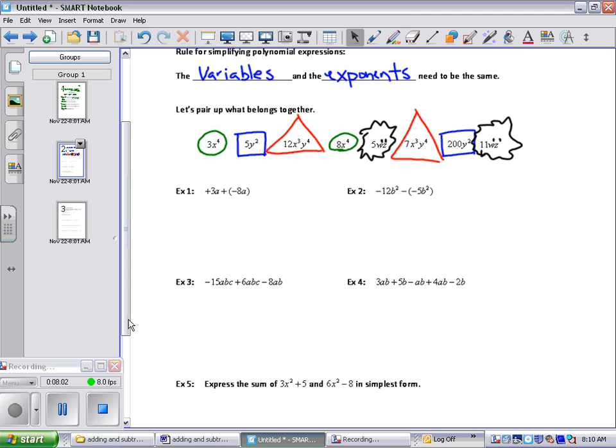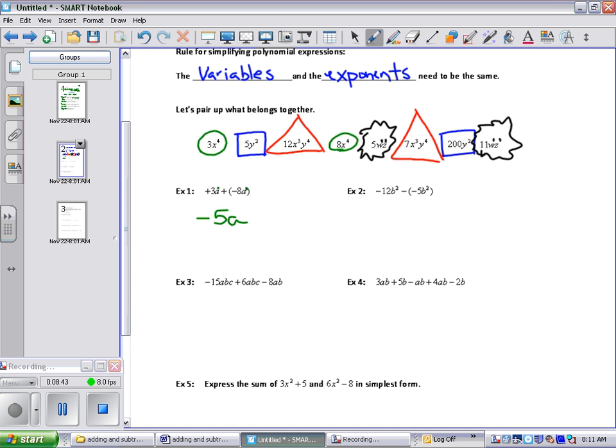So now we know what like terms are. It's got to have the same variables and exponents. Looking at example 1, we've got a positive 3a plus a negative 8a. Are both my variables and my exponents the same? Yes, because there's really just a 1 by the a and a 1 there. So if I'm going to put this in my calculator, make sure you have your calculator in front of you, I'm putting in positive 3 plus negative 8. And I would get negative 5 and just bring down your a. Done. Pretty easy.